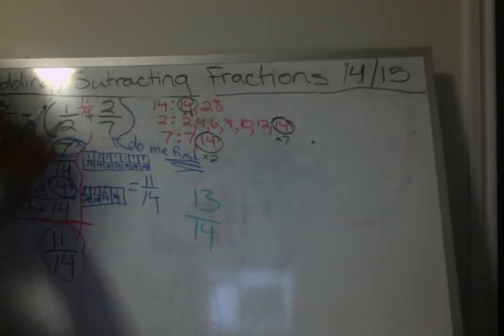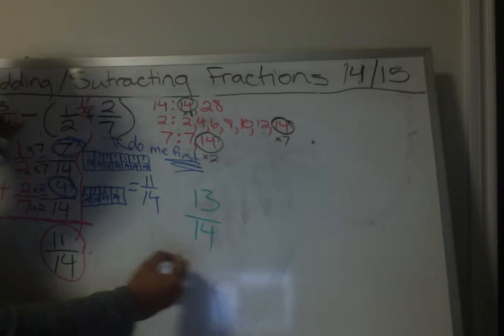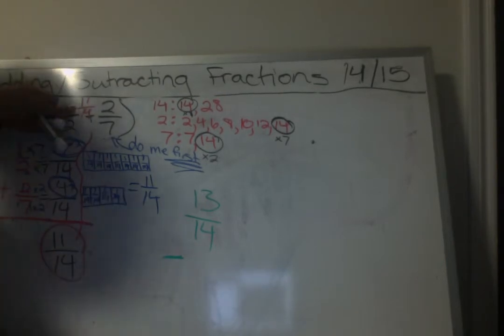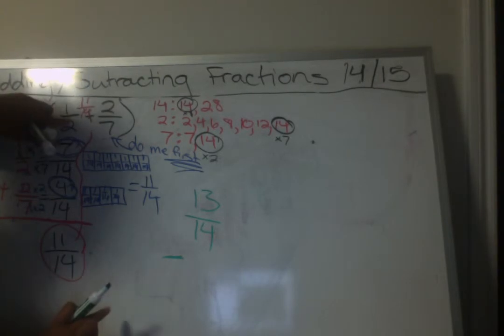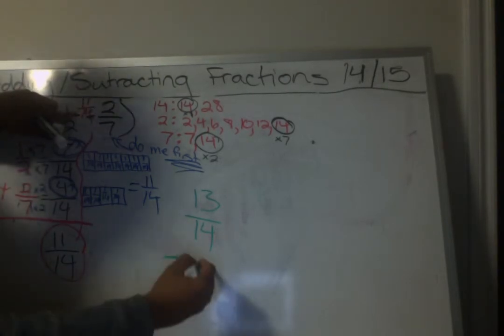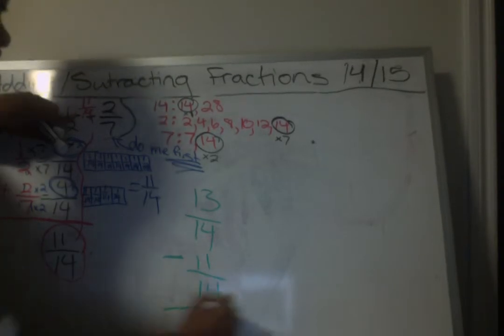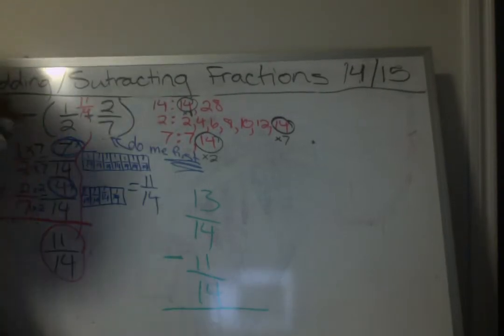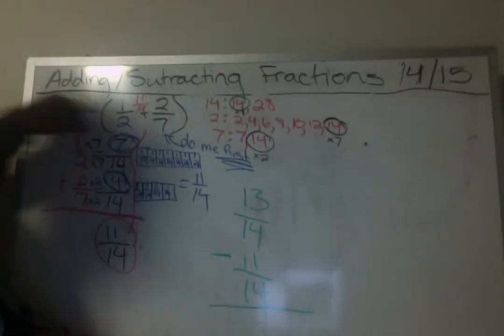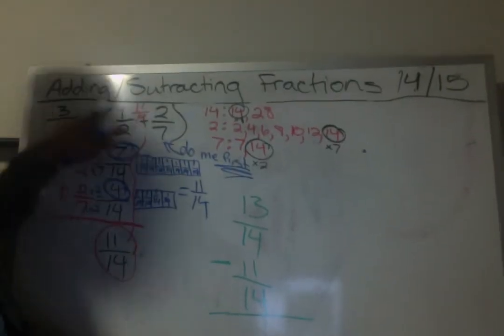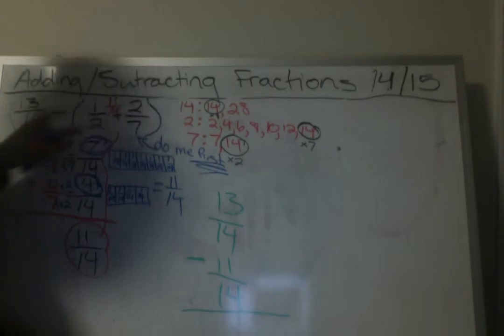And I'm subtracting. But I'm now subtracting what we just found out our answer to be when we added a half plus 2/7, which is 11 out of 14. Be careful with that. Remember, it matters. It matters the order that you place it. You follow the equation. You're not creating your own equation. You're following the equation you were given.